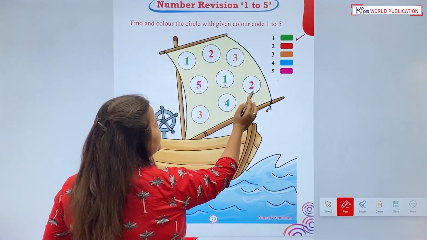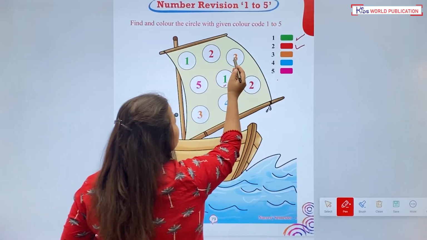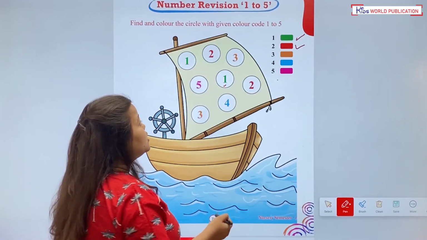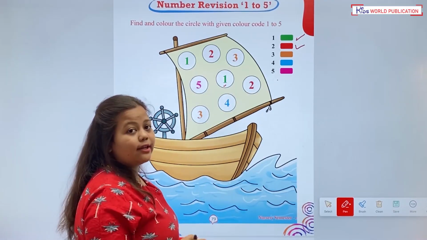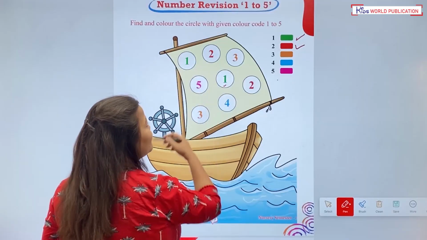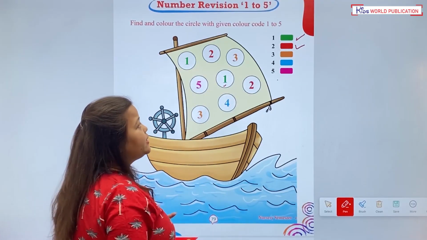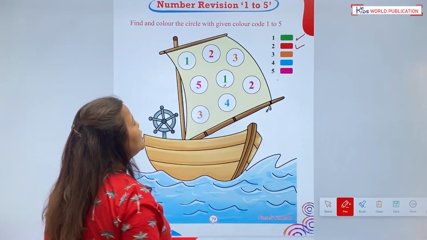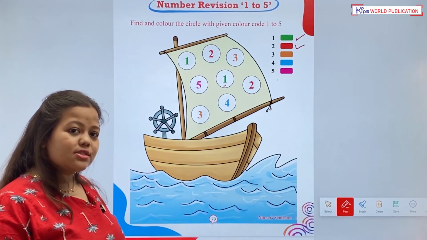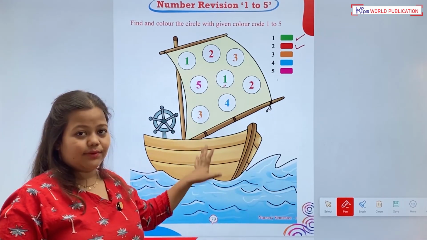Circle 2, you will color in red. Circle 3, you will color in yellow. Circle 4, you will color in blue. Circle 5, you will color in pink. Circle 3, you will color in yellow. And again, circle 1, you will color in green. So this is how you will complete this activity.